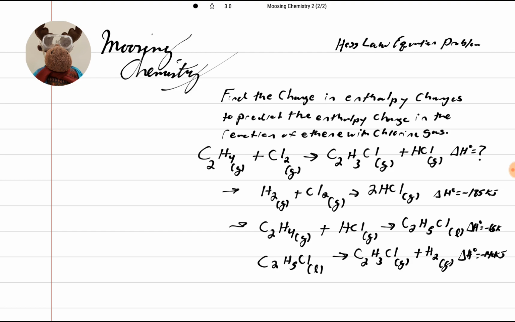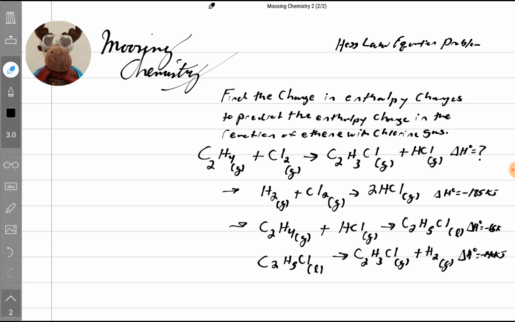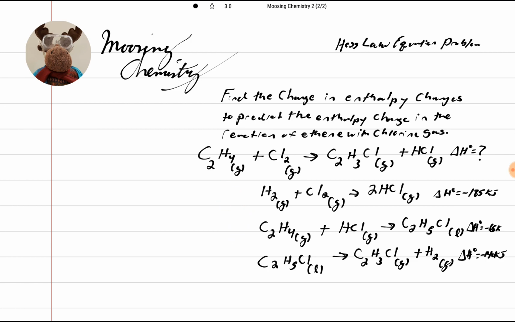Let's go ahead and do that real fast here. We're going to want to flip an equation, I believe. Yes, we are. We're going to want to flip the third equation. This is going to be equation 1, this is equation 2, and this is equation 3. I'm going to want to flip equation 3. What that means is I'm going to flip everything around.